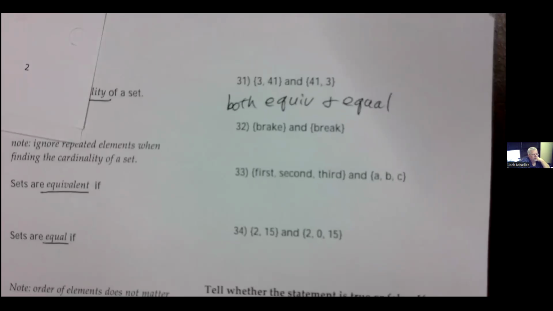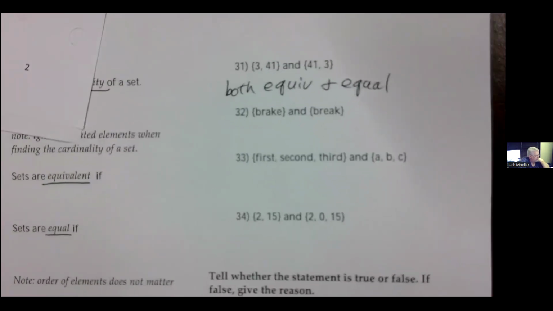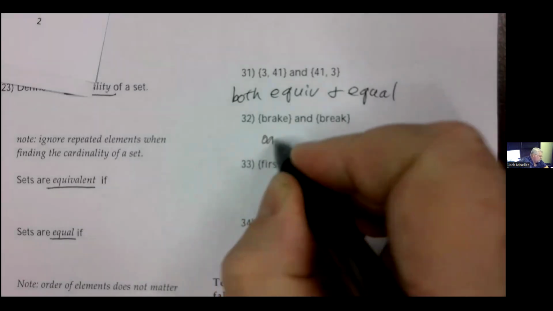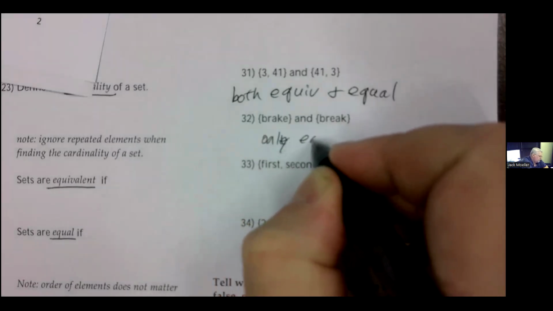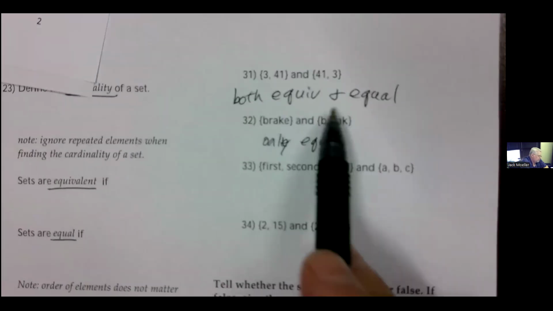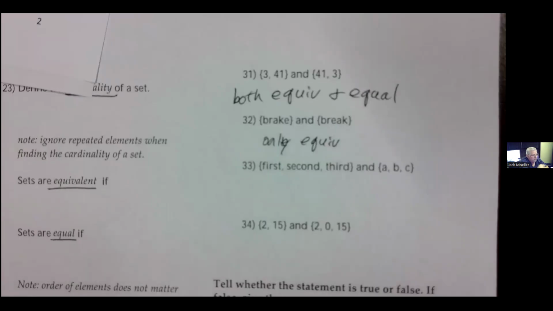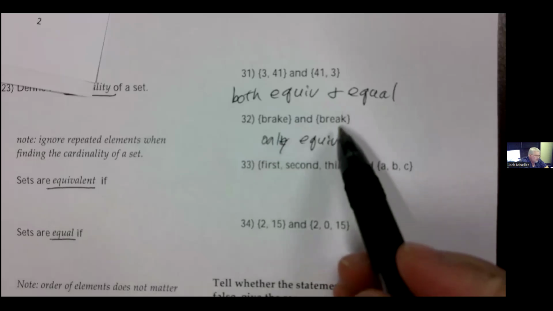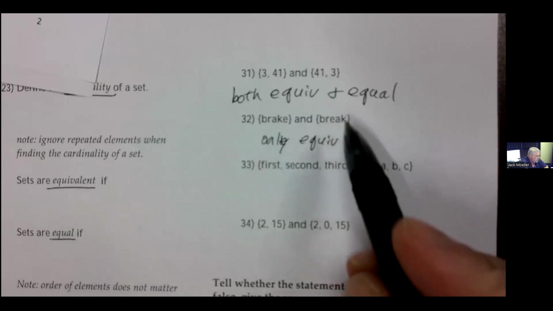All right, what about the next one? Break and break. Now, when I look at that, I would say they're only equivalent because there is one word in the first and one word in the second. So there's one element in each. The words sound the same, but they're written differently. So those are not equal. So I would say only equivalent. Now, you've got to be careful. The reason I put this in here is because I think I've seen this in MATLAB. Hopefully they fixed it. We'll see.